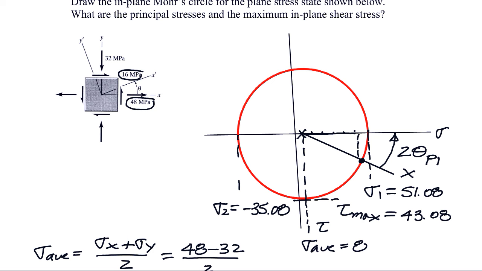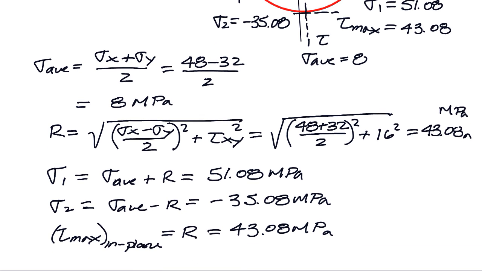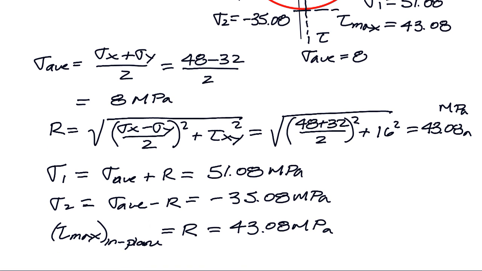So here this is just a very straightforward application of using our Mohr circle equations. Those are the average stress, which defines the center. The radius is defined by r. And from that we have some very basic equations for sigma 1, sigma 2, and the maximum in-plane shear stress there of tau.